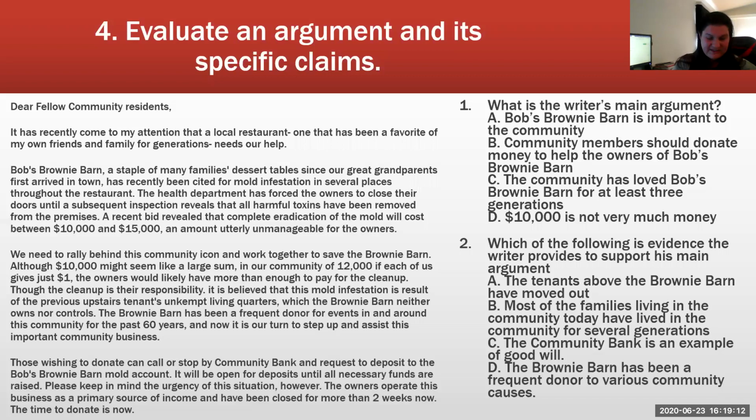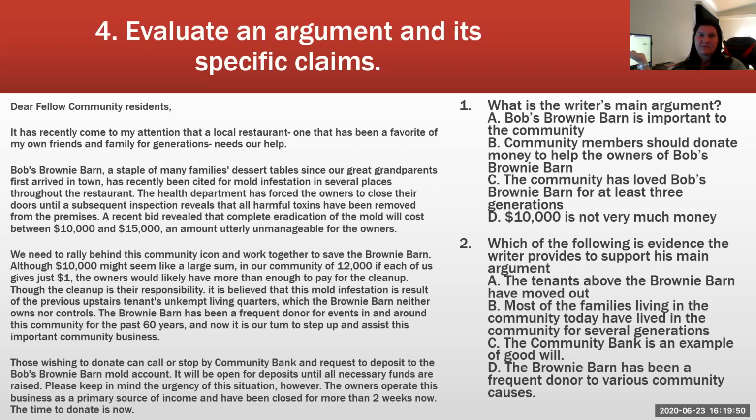So we know that option D is incorrect. The tactic the writer uses to convince readers is that he says $10,000 is not very much money. He expresses that it might seem like a large sum, but he backs it with $12,000. If each of us just gives $1, the owners would likely have more than enough to pay for the cleanup. So it's not the main argument, it's a supporting argument. Options A and C are pieces of evidence the writer provides, but they're not the main argument.